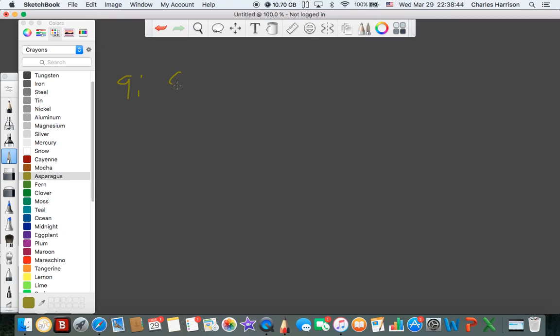9i is 8 minus 3 and 2/3. So we have 8. We don't have a mixed number next to it, so we could rewrite 8 as 7 plus 3/3. Why are we doing that? Because we could also rewrite this as 8 minus 3 minus 2/3.